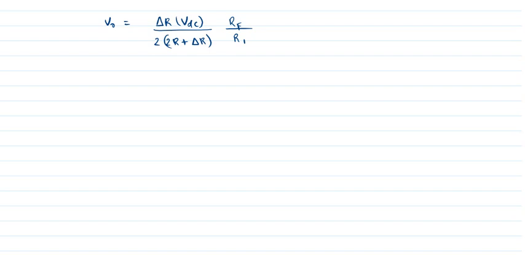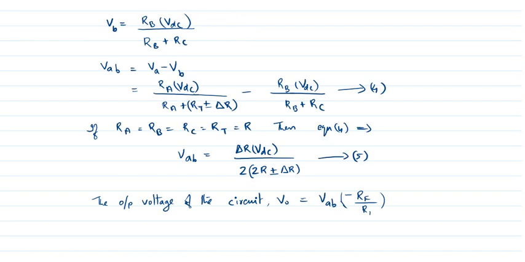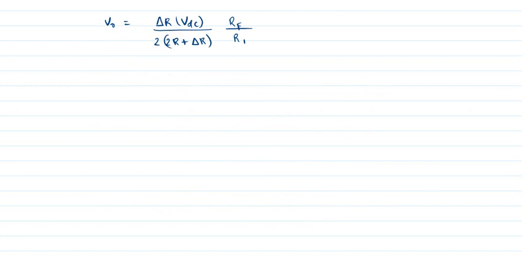So here we can write VAB with the negative sign, because VA should be less than VB. In that condition we can write VAB equal to minus delta R VDC by 2 into 2R plus delta R. So when we consider the output voltage, this minus and minus will be cancelled. So we can write the equation as delta R VDC by 2 into 2R plus delta R, into RF by R1.